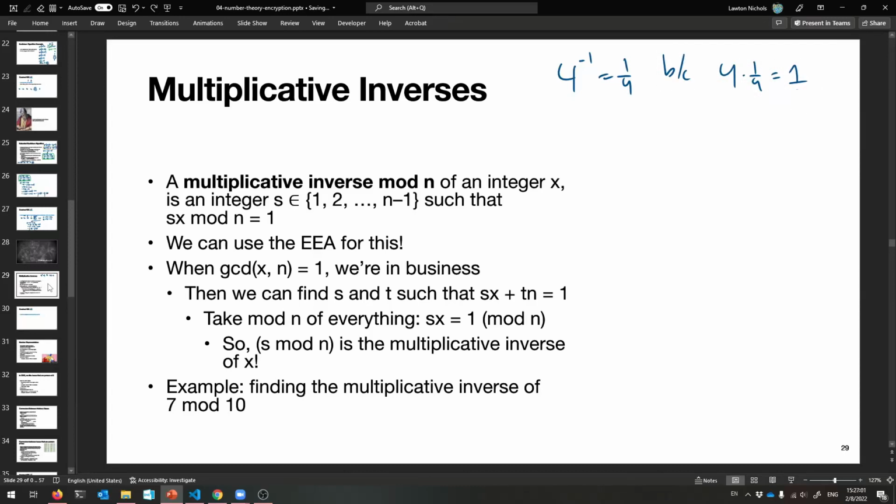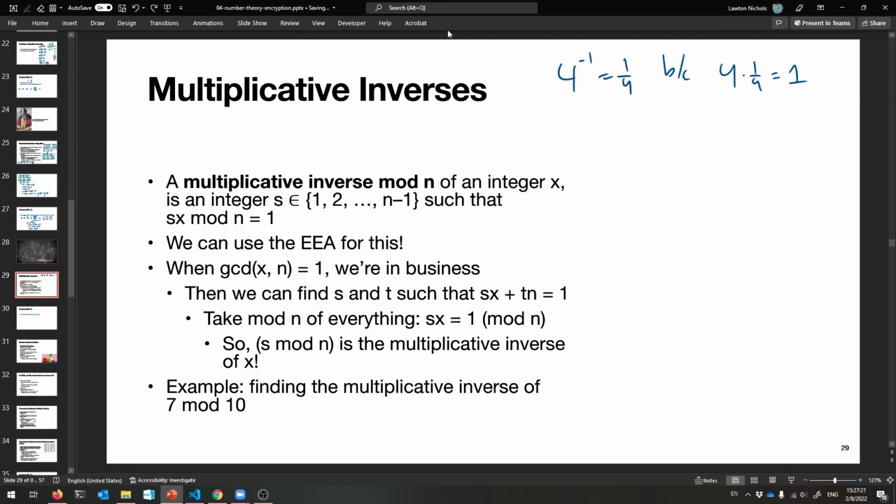It's something that you can multiply by to cancel out the original number and make 1. So we can find inverses mod n of a number. In weird modulo land, you multiply by two big weird looking numbers and you end up with 1 at the end. It's not very intuitive, but it makes sense and it will work. We can find a multiplicative inverse mod n of a number.